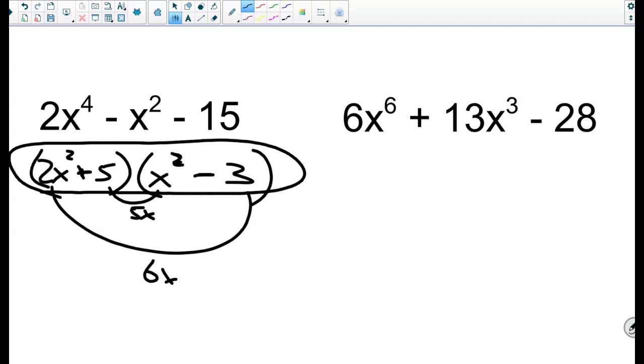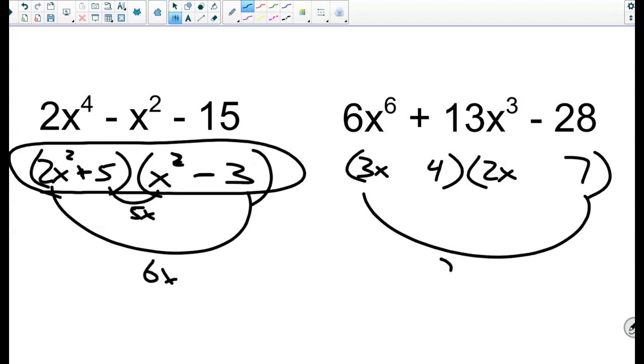So if I did it with 6x to the sixth, it's kind of the same deal. I'm going to try 3x and 2x first. Now, 4 and 7, doesn't make much sense to use the 4 with 2, so I put the 4 and the 7 here. 21x, 8x. I can make that 13 by making this negative and this positive. The exponent I use is always the middle exponent.